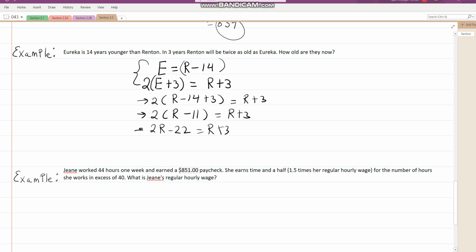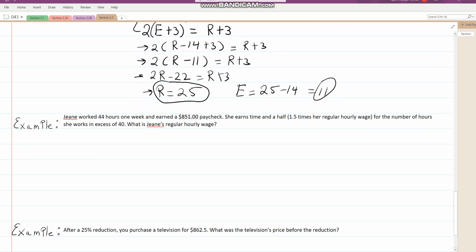I can subtract an R from both sides. I can add 22 to both sides. Looks like I get R equals 25. So that's Renton's age. And then Eureka is equal to 25 minus 14. Looks like that'd be 11. Okay. So now we've solved for both of their ages from the given information. All right, let's look at the next problem.